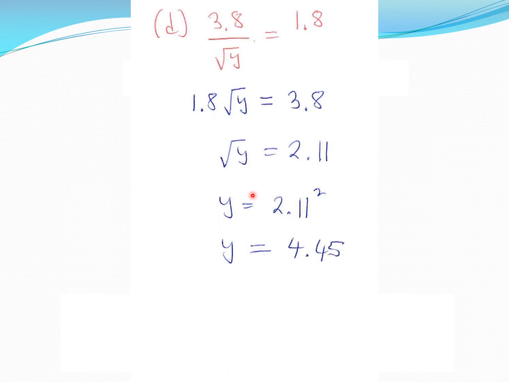So the square root of y equals 2.11. That is 3.8 divided by 1.8. And again, how do we undo the square root? Square both sides. Y equals 2.11 squared. Y equals 4.45.